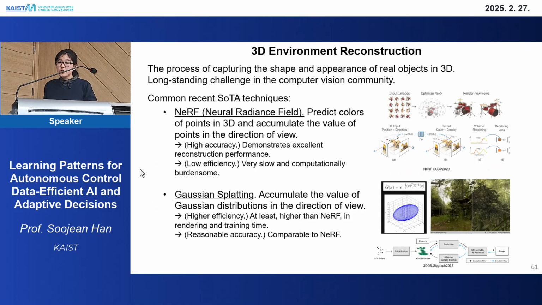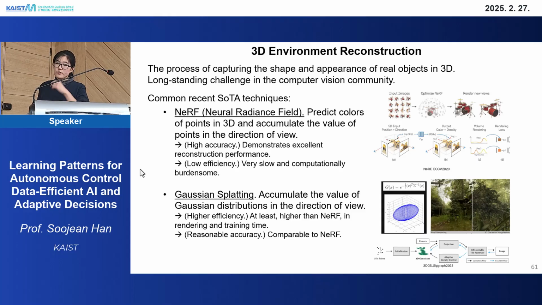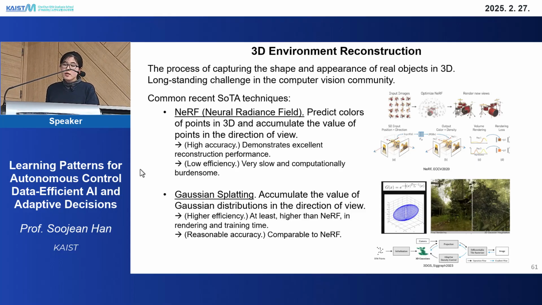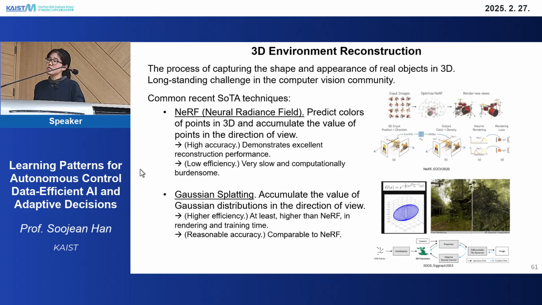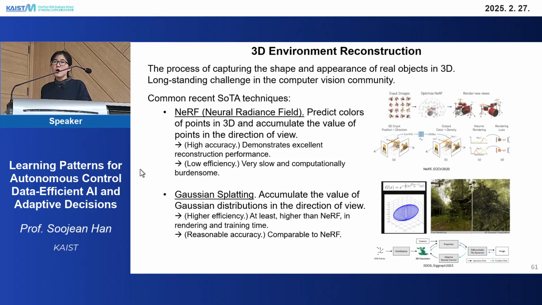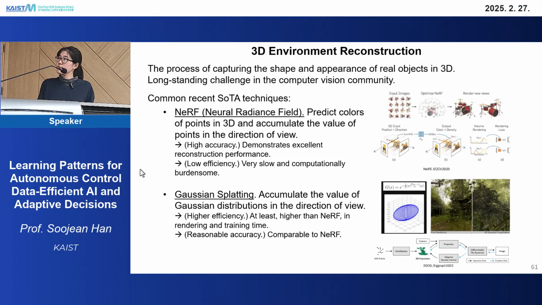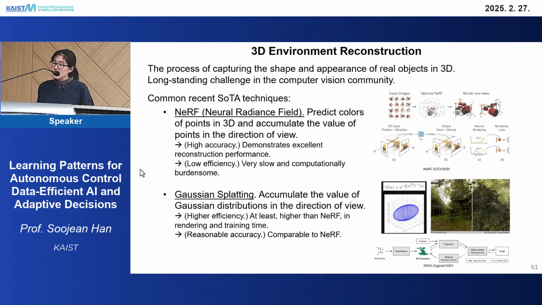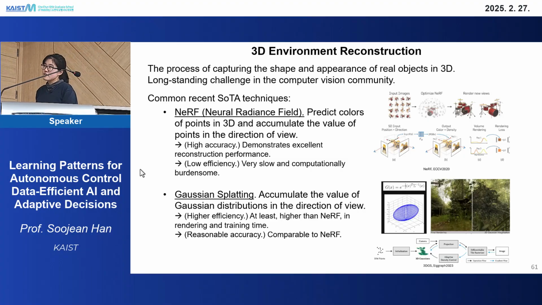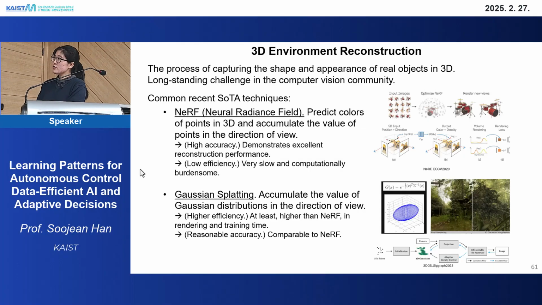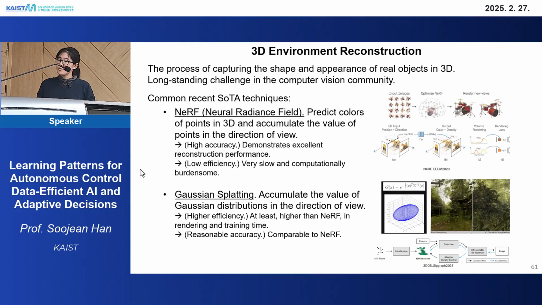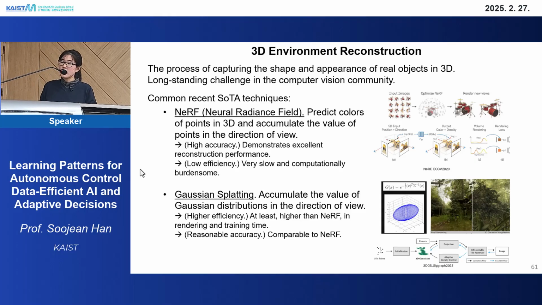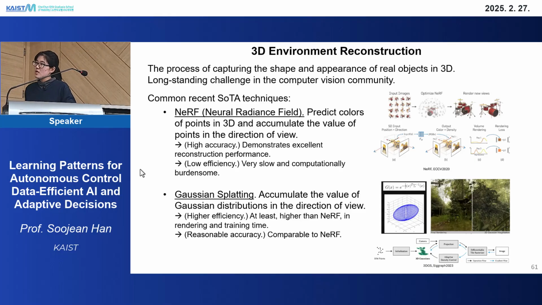So this leads us to the field of 3D environment reconstruction, which is the process of capturing the shape and appearance of real objects in 3D. It's a long-standing challenge in the computer vision community. And common recent SOTA, state-of-the-art techniques, are neural radiance fields, NeRFs, which essentially predict colors of points in 3D and then accumulate the value of points in the direction of view.